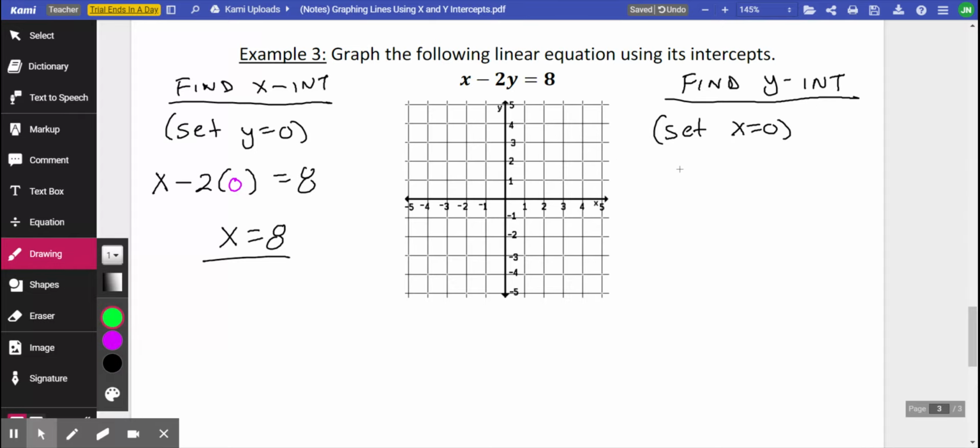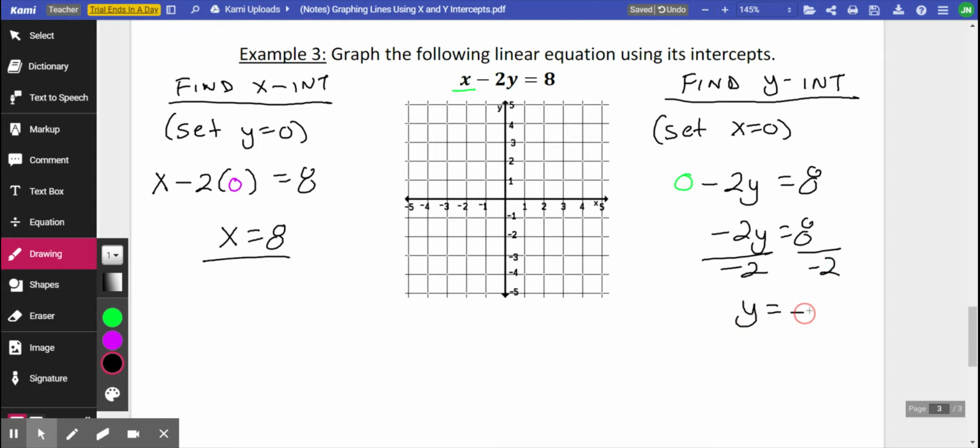So this is going to be this value of 0. So 0 minus 2y is equal to 8. The 0 goes away, so we're going to be left with negative 2y is equal to 8. Divide by negative 2 on both sides. We get y is equal to the value of negative 4. So there we have it. We have our x is equal to 8.